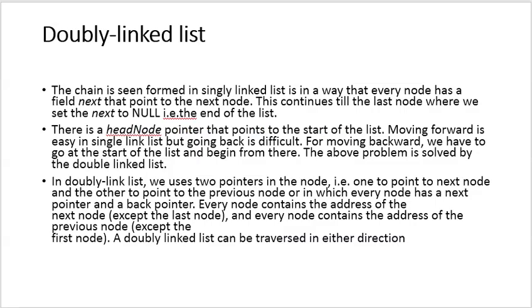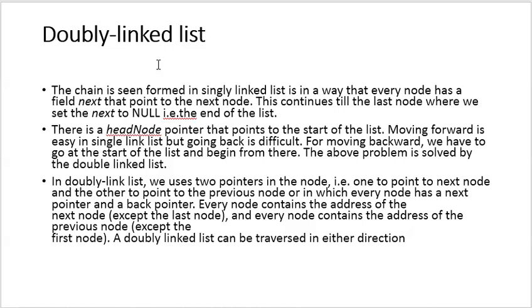Now coming towards the doubly linked list. The chain is seen formed. It is telling about what a doubly linked list is and how it is different from a linear linked list. The chain seen formed in a singly linked list is in a way that every node has a field next that points to the next node. This continues till the last node, where we set next to null, the end of the list.